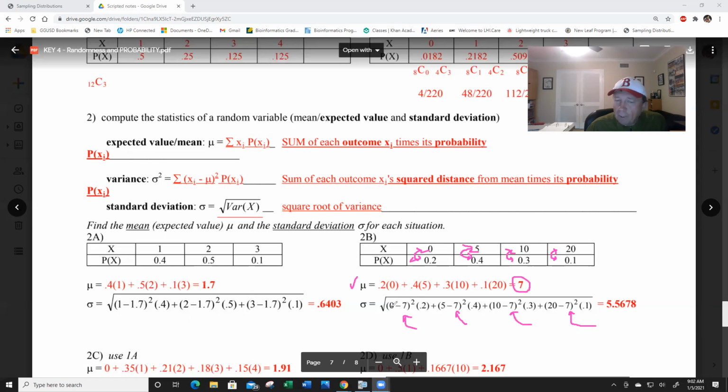So you're going to take every number, 0 minus 7 squared times its probability of happening. And then 5 minus 7 squared times the probability of its occurrence. And then 10 minus 7 squared times the probability of its occurrence. And then 20 minus 7 squared times the probability of its occurrence. All right. So this has a mean of 7, but a fairly high standard deviation of almost 6, okay? Because that 20 is so different, it creates that number.